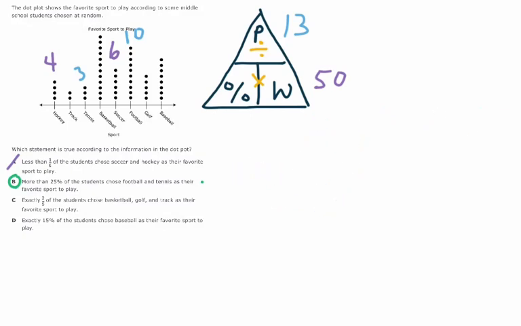C says, get rid of this right over here. Exactly 2/5 of students chose basketball, golf, and track as their favorite sport to play. Exactly 2/5. Well, let's see. We need basketball, golf, and track. Basketball is 1, 2, 3, 4. It looks like 8. Golf is 5. And track is 2. And when we look at this, 8 and 5 gets you 13, and 2 is 15 over 50. And it says 2/5.